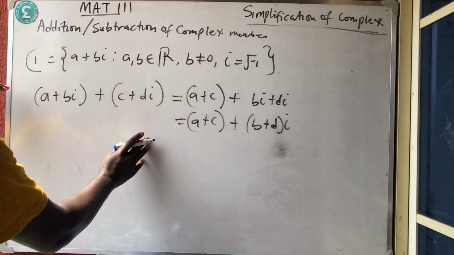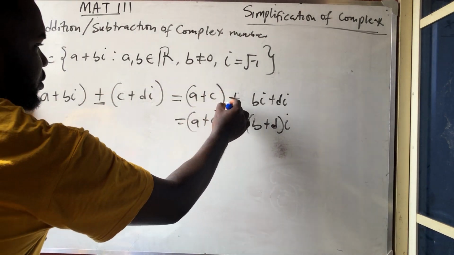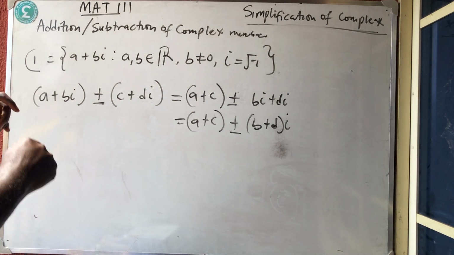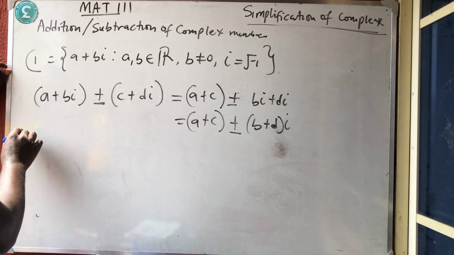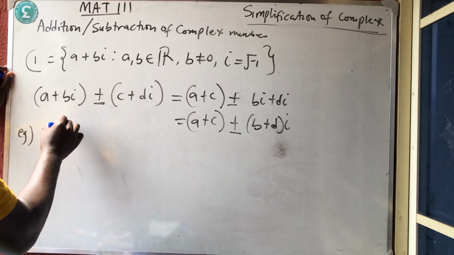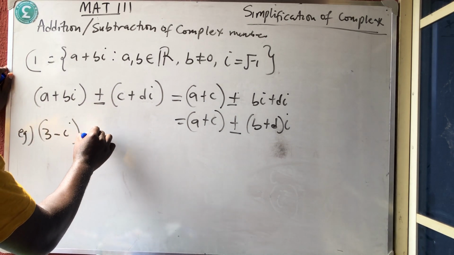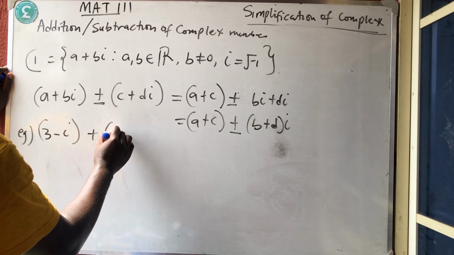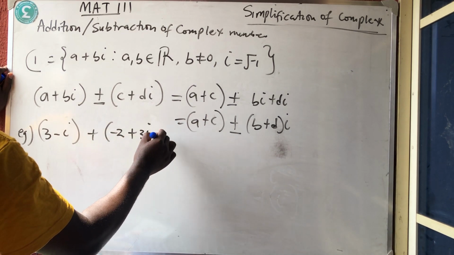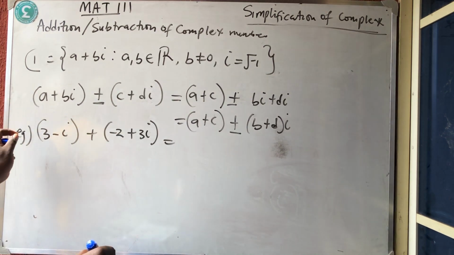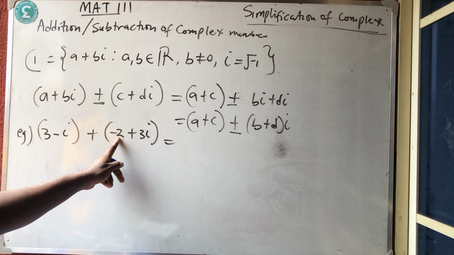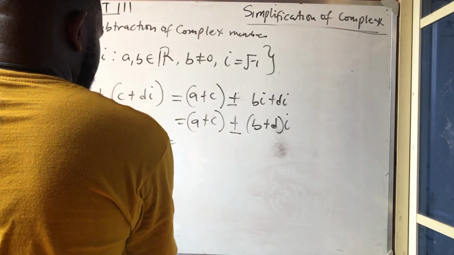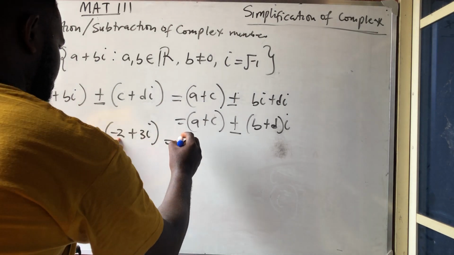The same thing is applicable when you have minus. So let us do that now. Example: if I have 3 minus i, plus minus 2 plus 3i, okay? So let us go. What do we do? 3 and minus 2 will go together. So 3 plus minus 2 will give you what? Minus plus is minus. So I'm having 3 minus 2, which is 1.